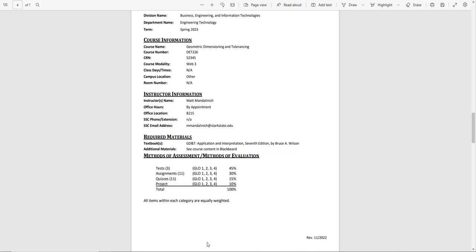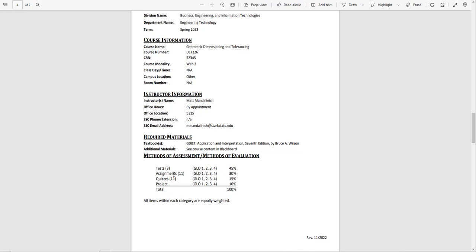Okay, so here's how you're going to be graded. There are 3 tests in this class, worth 45% of your grade. There are 11 assignments in this class, and they're worth 30%. And then quizzes that go along with the assignments are 15%. And then finally, there's a project at the end of the semester that'll be worth 10%, for a total of 100%. So all items within each category are weighted equally. Like all assignments are of the same weight.